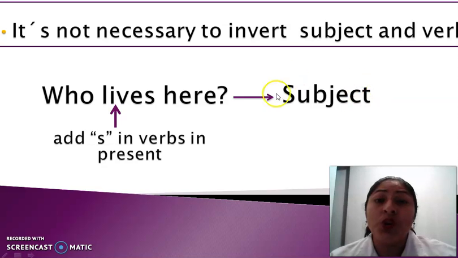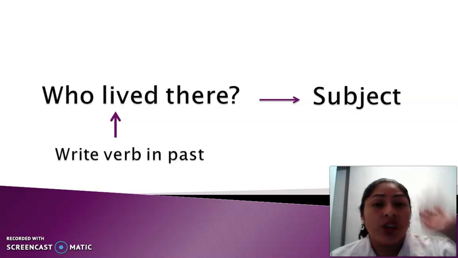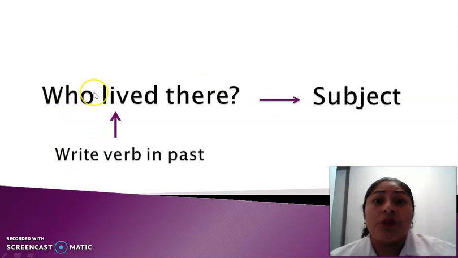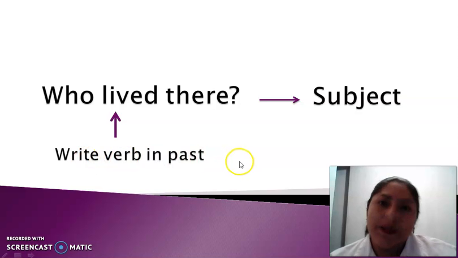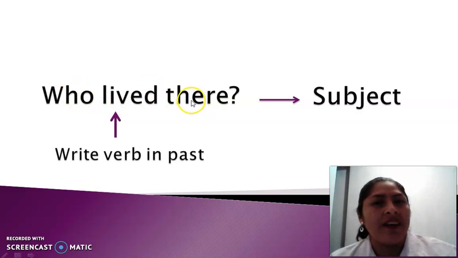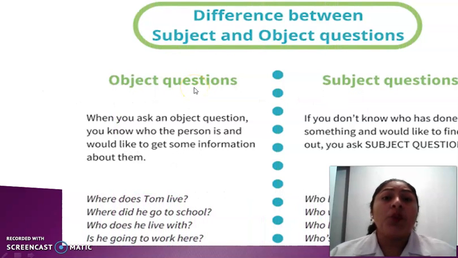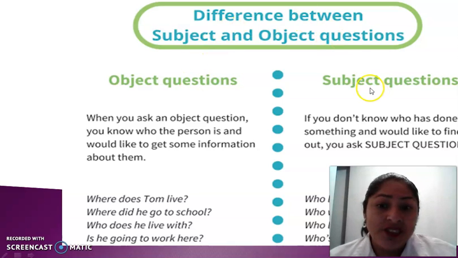We are going to look for the subject. Also, if we talk in the past, we are going to make our subject question as who lived there. Remember that lived is the right verb in past. So we are going to need a subject. This is a question in order to find a subject. Who lives there?